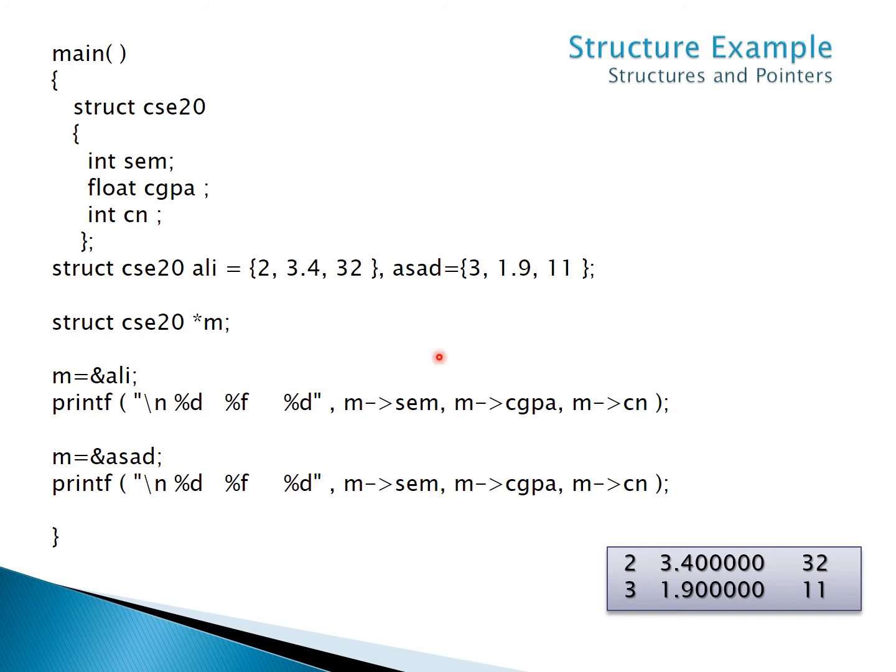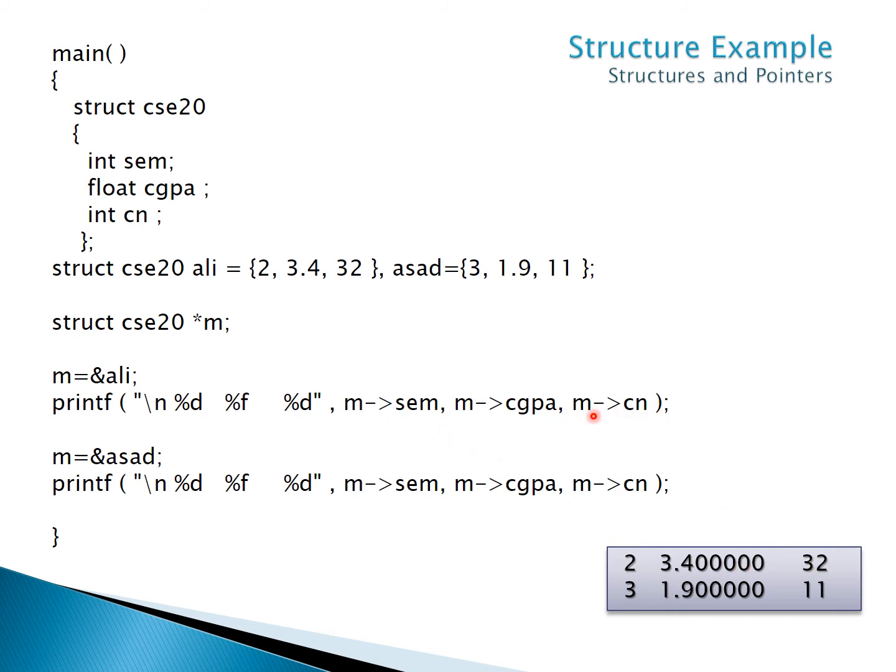Another example to demonstrate the pointers with structures. In this example, the same structure, the name of the structure is CSC20, and we have two variables. The name of the first variable is Ali, and the name of the second variable is Asad. The values of the Ali variable are 2, 3.4, and 32, and these are the values for the Asad variable: 3, 1.9, and 11. And we have a pointer variable, and the type of this pointer variable is CSC20. So here we have assigned the address of the Ali variable to this pointer, and we are accessing these values. So you can see 2, 3.4, and 32.